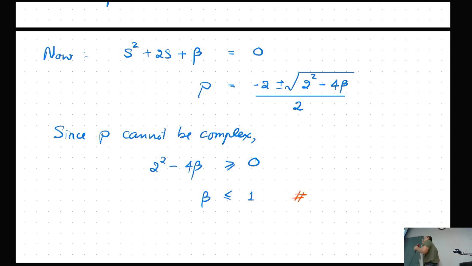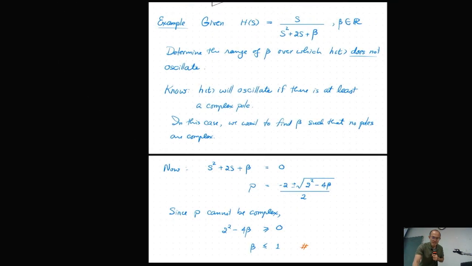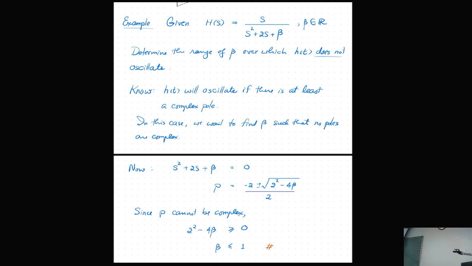That's the answer. So for this system to not oscillate, beta has to be less than or equal to 1. If beta is greater than 1, then the system will oscillate. It will contain a sinusoidal term in the impulse response. Okay? All right.